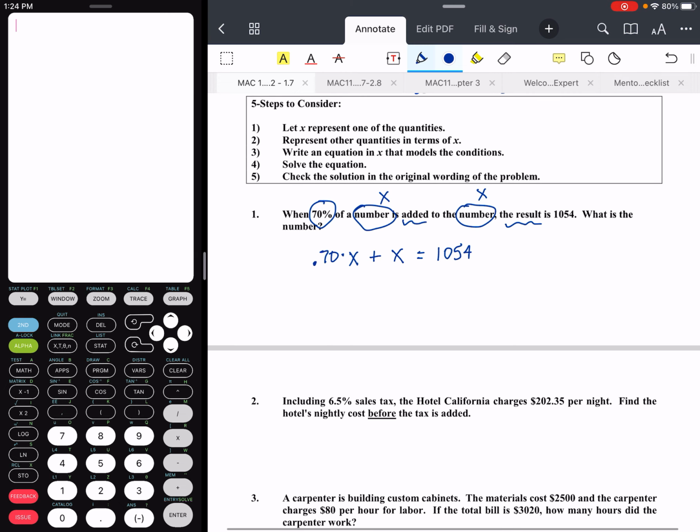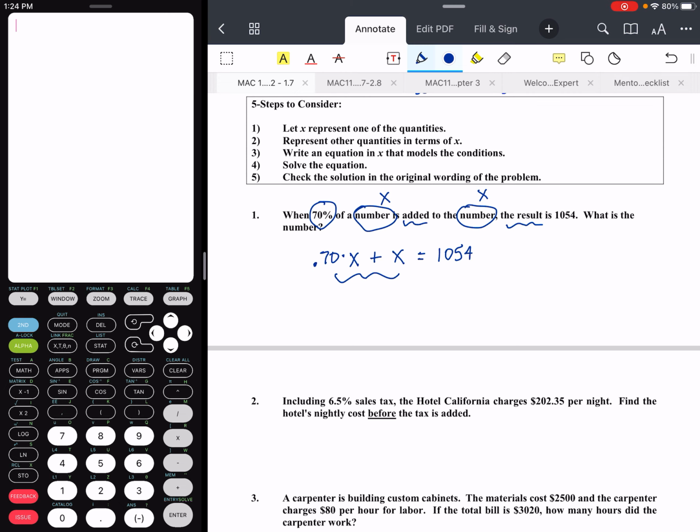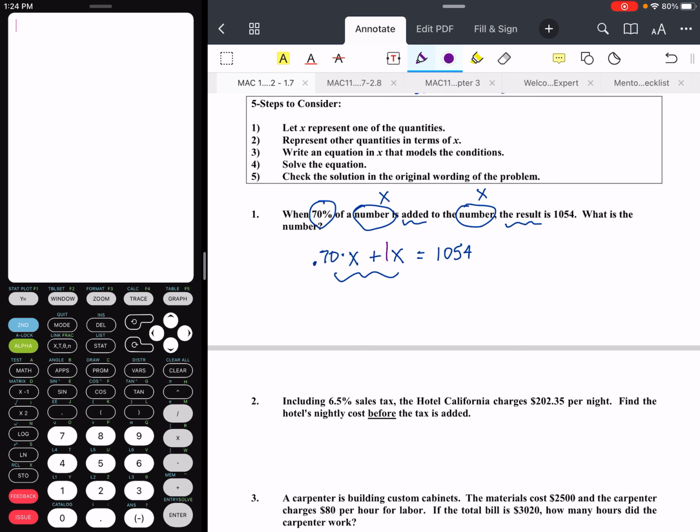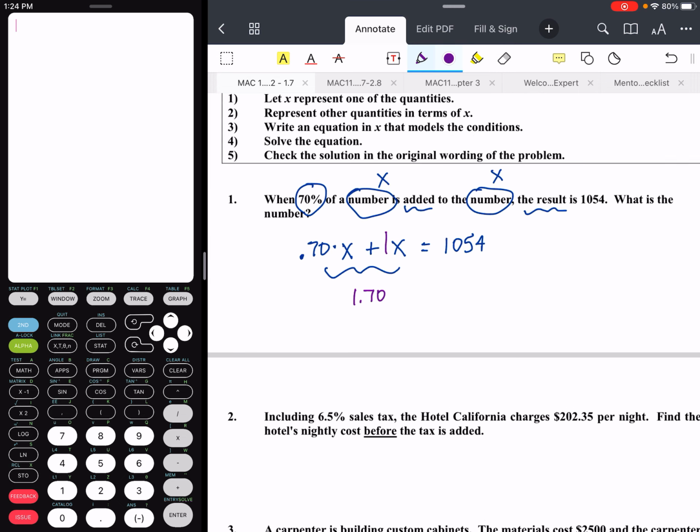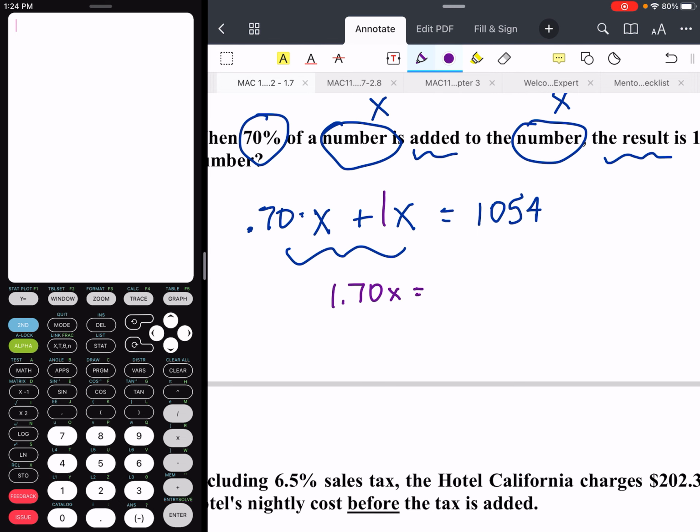All right, and simplifying, if I add 0.70x to x, remember there's a coefficient of 1 there. This gives me 1.70x equals 1054. And then we can divide both sides by 1.70. So 1054 divided by 1.70 gives us 620.